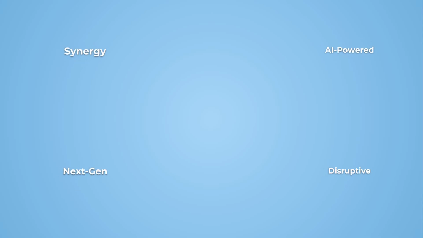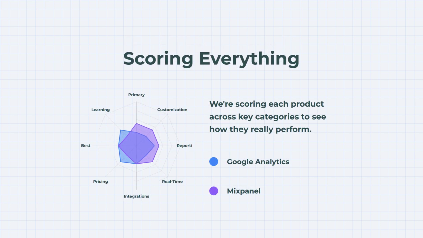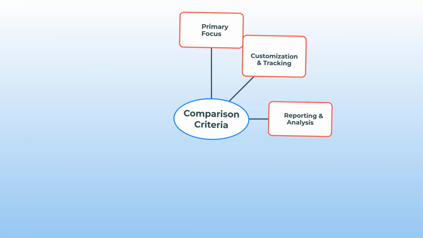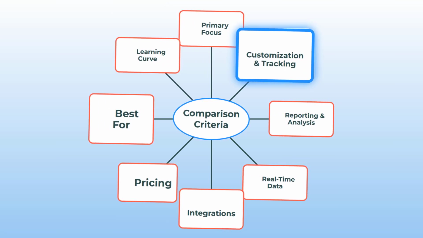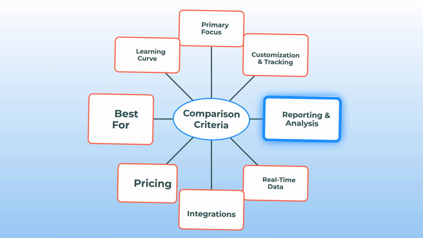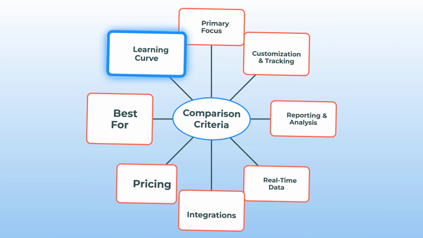Let's skip the feature lists and get right to the practical differences. Each category scores points, and at the end, you'll see exactly which platform comes out on top. The result might surprise you, especially in 2025. All right, here's a quick mind map so you know what's coming up. We're going to compare primary focus, customization and tracking, reporting and analysis, real-time data, integrations, pricing, who they're best for, and the learning curve. Ready?